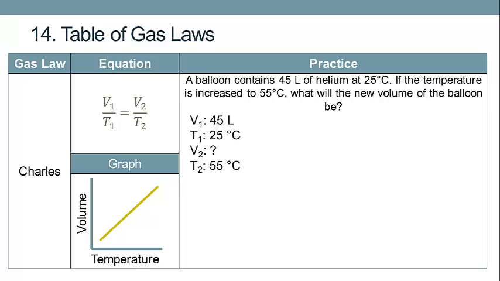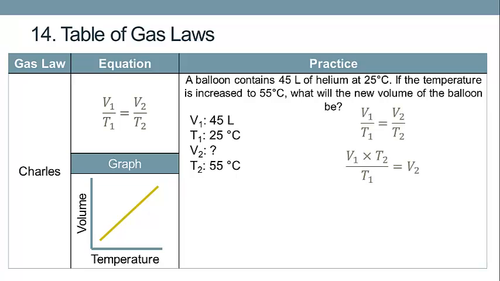So let's identify our starting conditions. Because this is a proportion, it doesn't matter if I use Celsius or Kelvin. That would come into play if we were doing the ideal gas law and we were solving using an R constant that had units of Kelvin. So it's okay for us to keep this in Celsius.